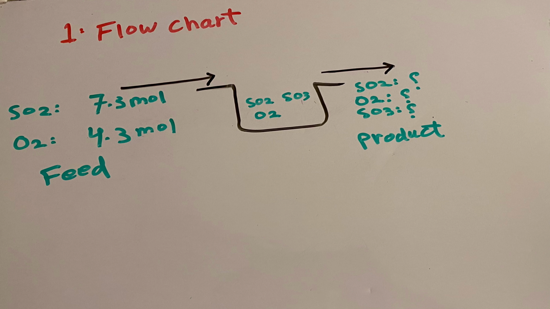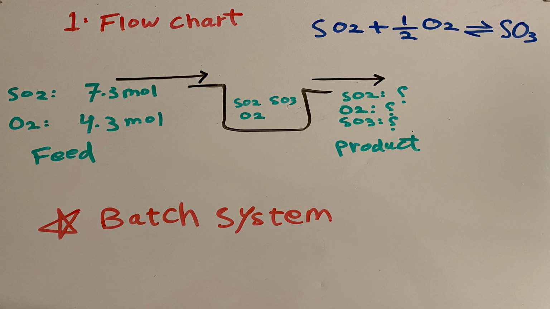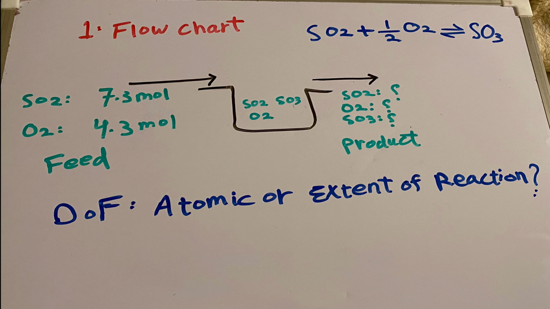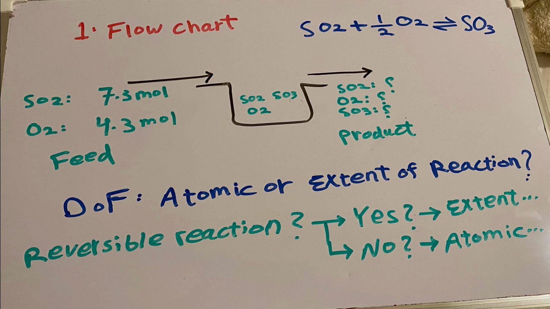As always, when we have a material balance, regardless of physical or reactive, we start with a flow chart for this batch system, and then we do degrees of freedom analysis. But for the reactive system, we ask ourselves, do we use atomic species or extent of reaction method? If you have a reversible reaction, you will depend on the extent of reaction method. Otherwise, you will depend on the atomic species, regardless of whether you have a single reaction or multiple reactions.